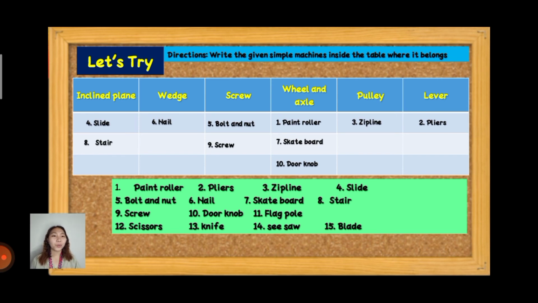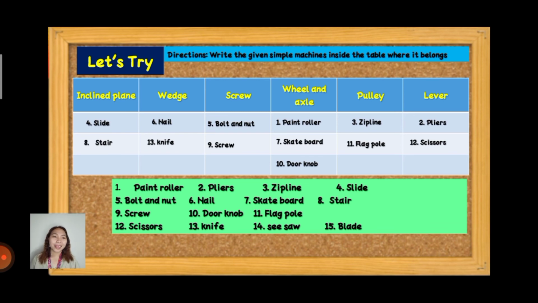Okay, next. We have here the flagpole. Okay, ang flagpole, asa man na siya nabilong? Yes, nabilong na siya sa pulley. Next, we have here the scissors. Very good. Nabilong na siya sa lever. Next, we have the knife. Okay, ang kutsilyo, asa man to? Very good. Nabilong siya sa wedge.